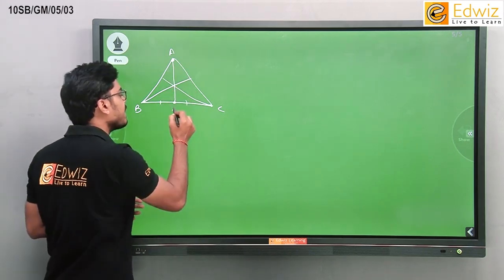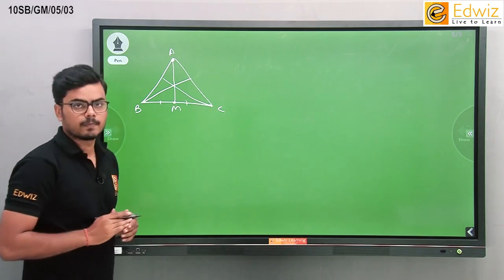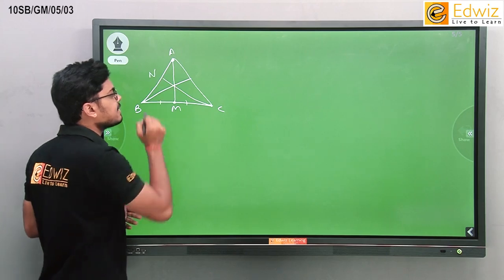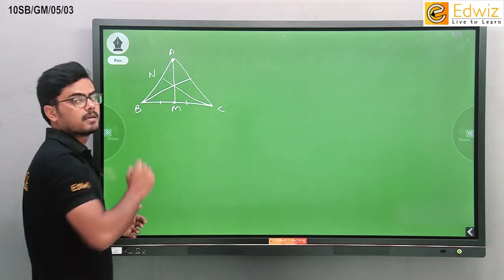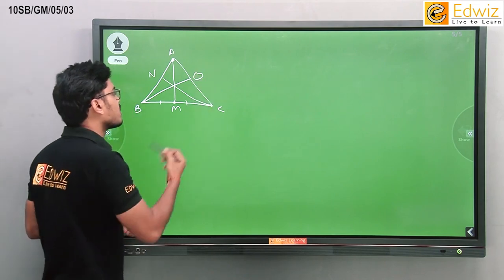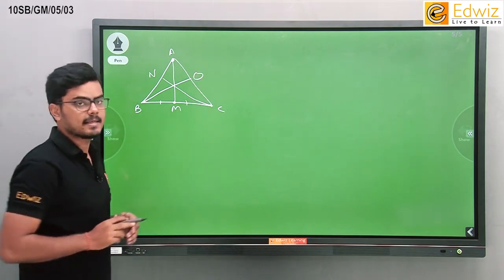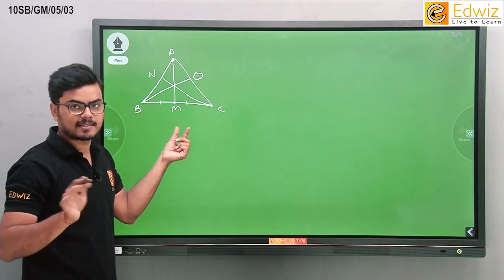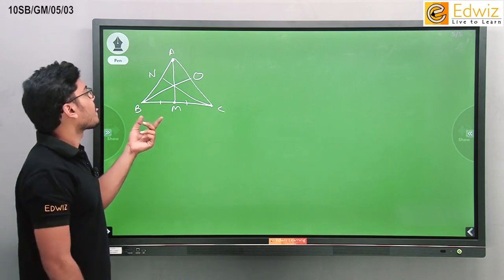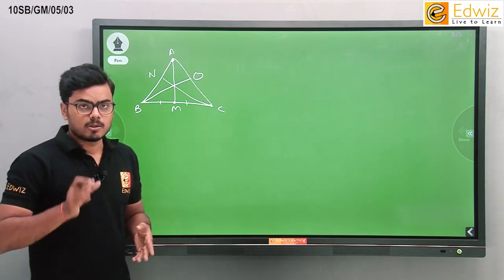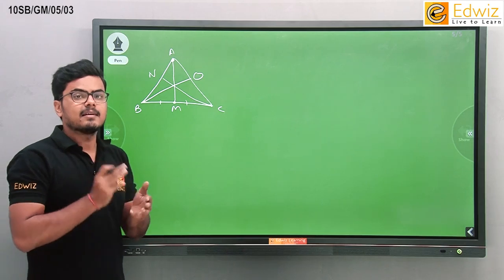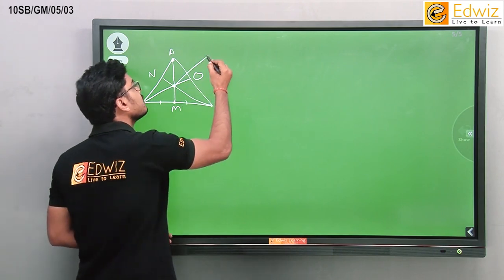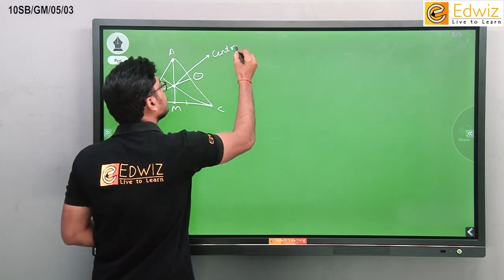That is, AM is the median for side BC. Similarly, CN is the median for side AB. And this is suppose O, so BO is the median for side AC. Now midpoint, I've already told you what midpoint means. So this is the meaning of the word median. Whenever the three medians inside a triangle intersect at one point, that point is called the centroid.